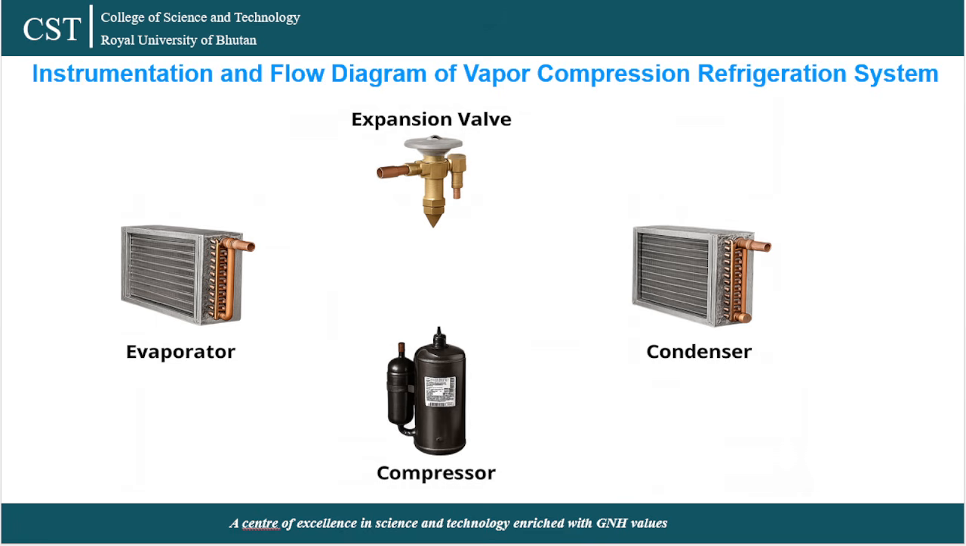Okay, now let's look into the instrumentation and flow diagram of the vapor compression refrigeration system. There are four main components, only four, which are very, very important. Let's start with a compressor, a condenser, an expansion valve, and an evaporator. These are the four most important components in the vapor compression refrigeration cycle, be it in the refrigerator or in the air conditioners.